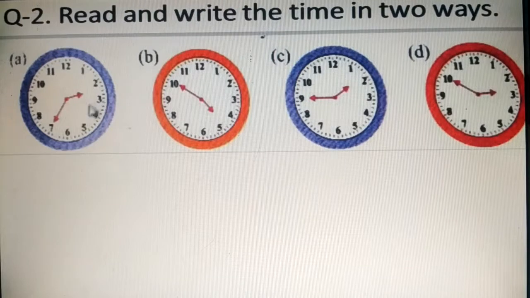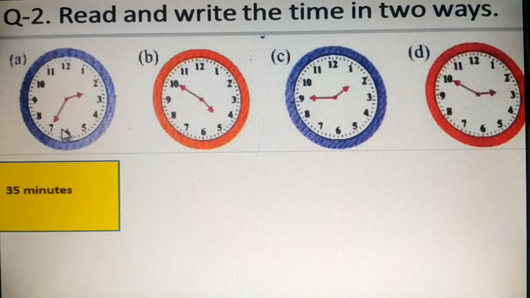In this one, the hour hand is in between 2 and 3. The minute hand is at 7. That's why the time is 2:35. 7 5s are 35. Or you can say 35 minutes past 2 or 2:35. Okay children, both are correct.